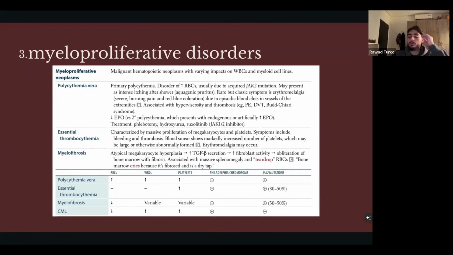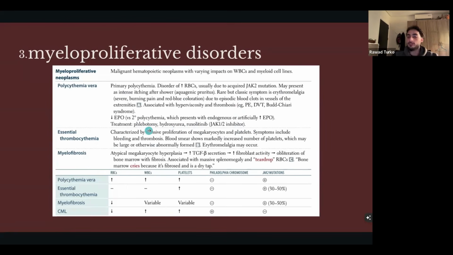You could also get facial plethora. So you'll see the buzzword facial plethora in the question stems. That just basically means that their face is very, very red and it looks like they are holding on to a lot of fluid in the face. And it'll appear red due to episodic blood clots in the vessels of the extremities, hyperviscosity, and thrombosis. Okay. Essential thrombocythemia, it's massive proliferation of megakaryocytes and platelets.